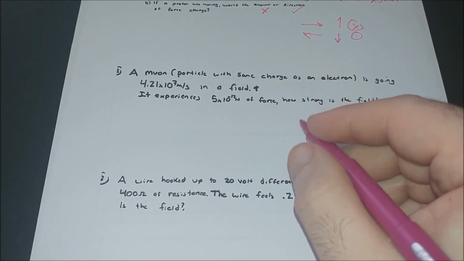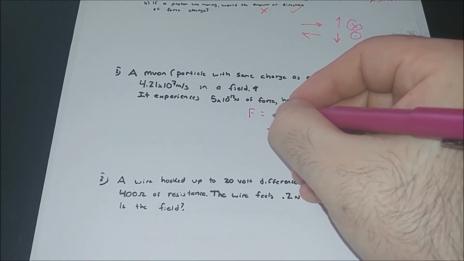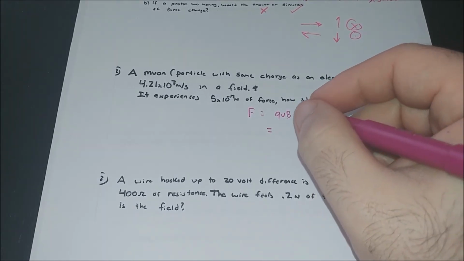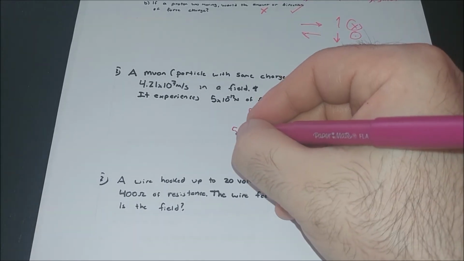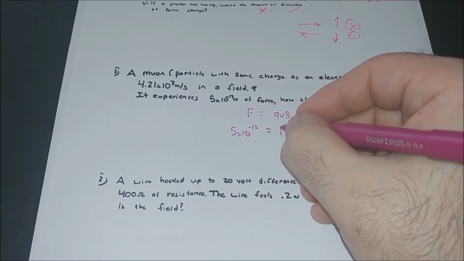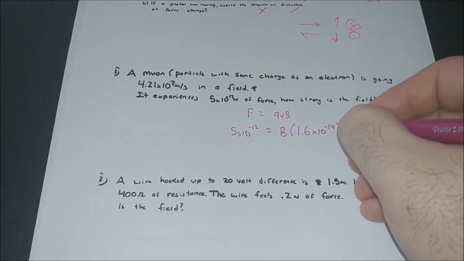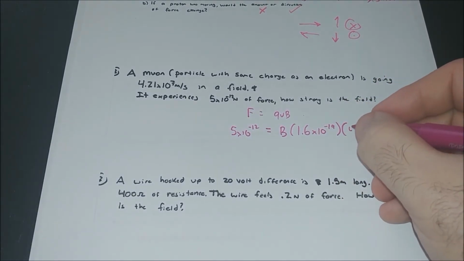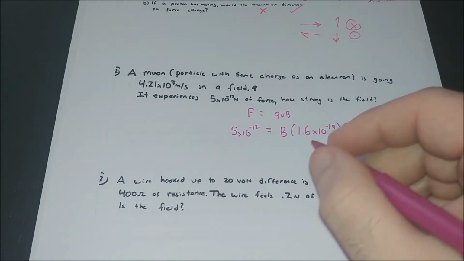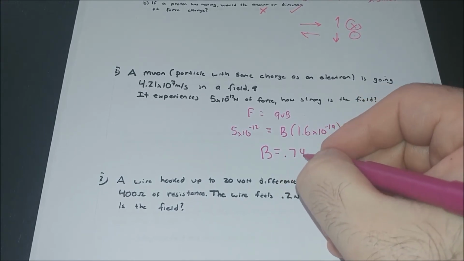Same charge as an electron, that makes more sense. I have force equals QVB, or BQV, or whatever you want to call it. The force is 5 times 10 to the minus 12th. The field is B. The charge is 1.6 times 10 to the minus 19. And the velocity is 4.21 times 10 to the 7th meters per second. Solve for B. You end up getting 0.74 Tesla.